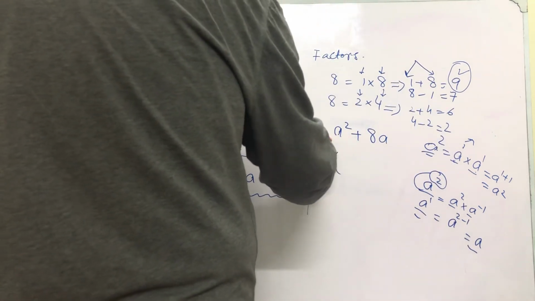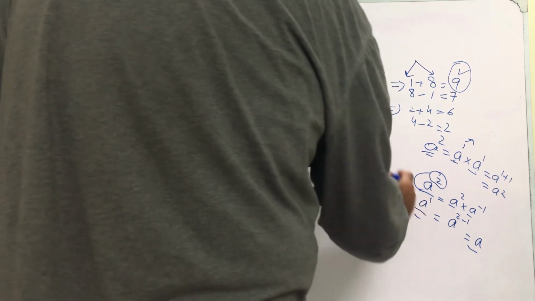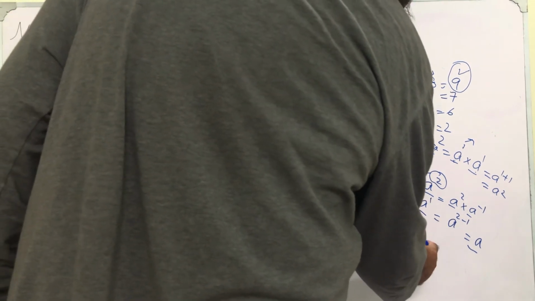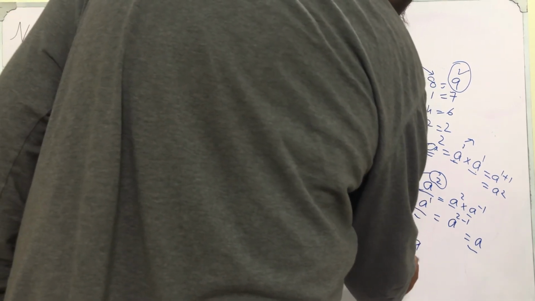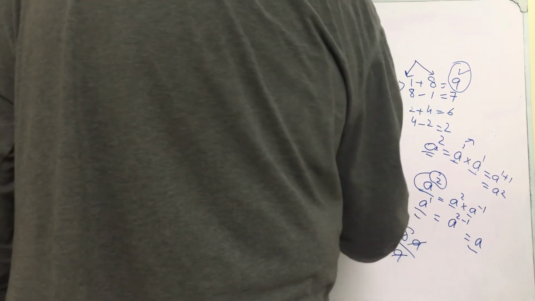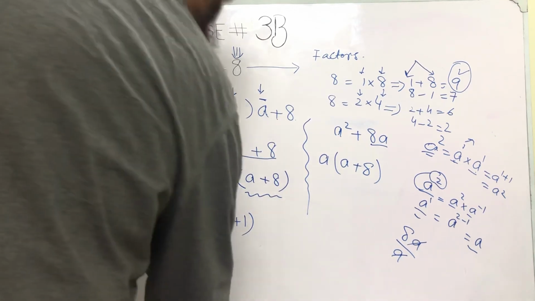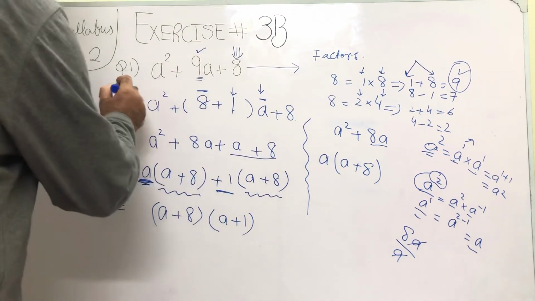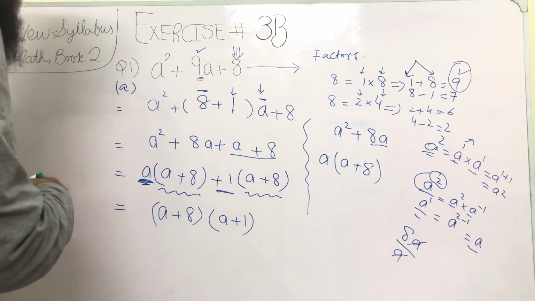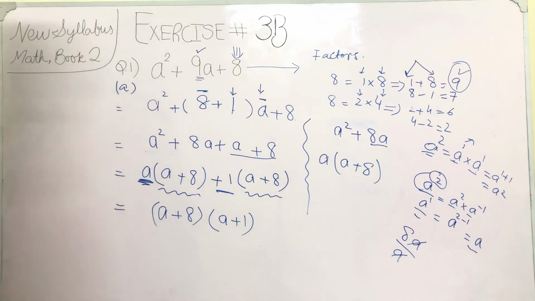So if we divide this one by a, inside it is a. Then this 8a, when we divide 8a with a, a will be cancelled out, so 8 remains. This is another way to understand how to take common. So this was part A. Now we'll be doing other parts to make the concept of factorization of quadratic expressions very clear and easier for you.